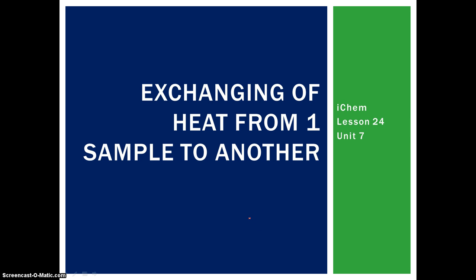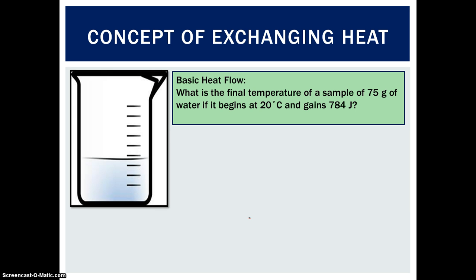Alright, here we go with iChem lesson 24 and exchanging heat from one sample to another. First I want to build off the idea of basic heat flow that we did in class today. Right, so in basic heat flow we know the equation is Q equals mc delta T.